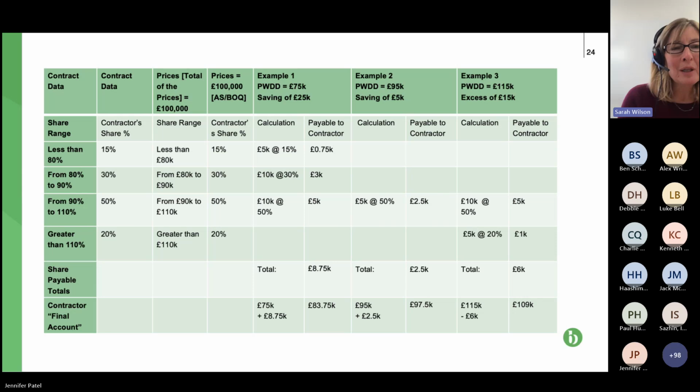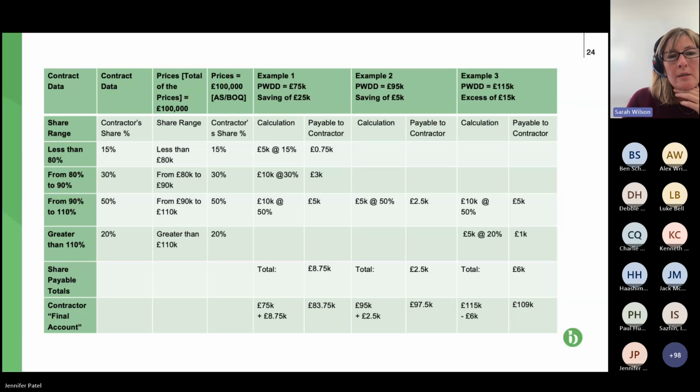So the second column along has the contract data information. Do you remember the contractor's percentage? So we've got 15% as the first one. On my analogy, that means, by my calculations, 85% of that share would go to the employer, the client, the paying party. The 30%, that means 70% goes to the paying party, etc.